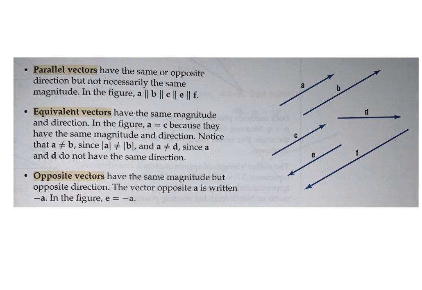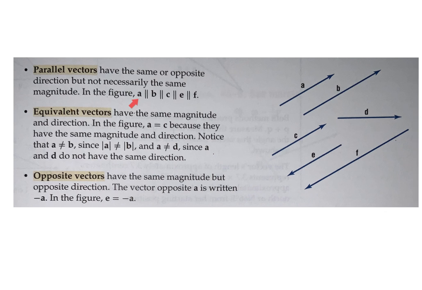Parallel vectors have the same or opposite direction, but not necessarily the same magnitude. Think about parallel lines. Obviously, lines are infinite in both directions, but it doesn't matter which direction you're going on the vector if it's parallel. Same or opposite direction, but not necessarily the same magnitude, okay? So they can be going from start to finish, but as long as the direction itself is the same, it doesn't matter if it's opposite or the same.